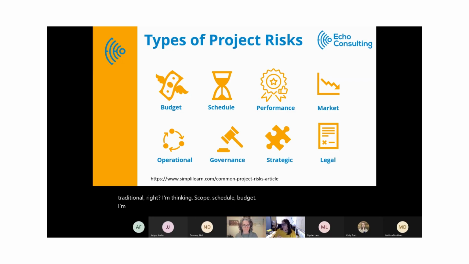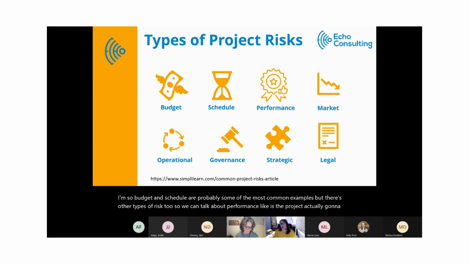Budget and schedule are probably some of the most common examples, but there's other types of risk too. So we can talk about performance, like is the project actually going to get the return on investment that we thought it would when we undertook this project? Is the market going to change? Is our competitive landscape going to change significantly during the project? That's going to maybe impact whether or not this project should go forward.